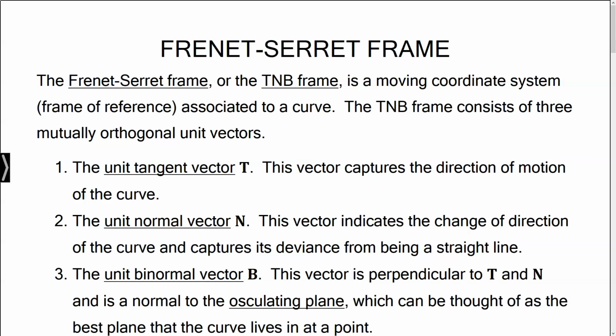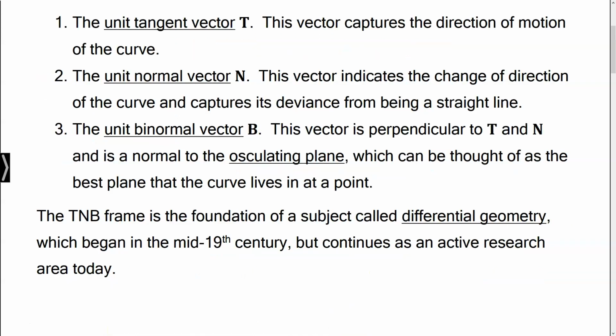Okay, so what are these three vectors? Let's talk about them. The first vector is the unit tangent vector. This is something we've already studied, right? We talked about the vector derivative, or the velocity vector. The unit tangent vector is just the normalization of that vector. So you just take the velocity vector and normalize it, so you just keep track of the direction. Okay, so we've already talked about that.